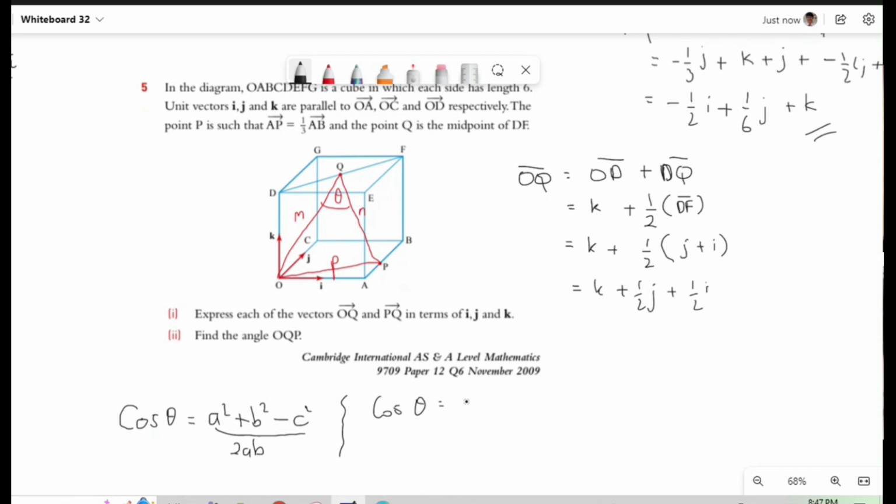Cos theta equals a squared, which is replaced with m, let's say. So it's going to be m squared plus n squared minus p squared over 2 times m times n.